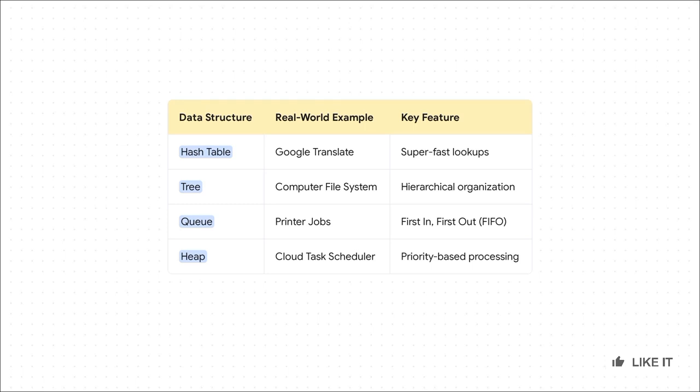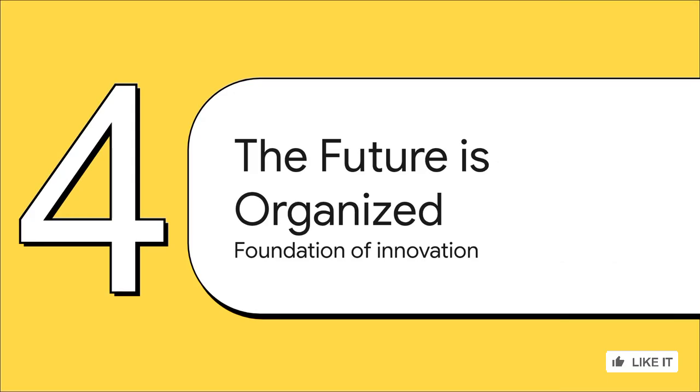And honestly, the list just goes on and on. It's all about picking the right tool for the right job. You've got hash tables, making things like Google Translate feel instant. You've got trees organizing all the files on your computer in that neat folder structure. You've got queues making sure your printer handles jobs one at a time, first come, first served. And you've got heaps helping a cloud server figure out which high-priority task it needs to tackle next. It's everywhere.